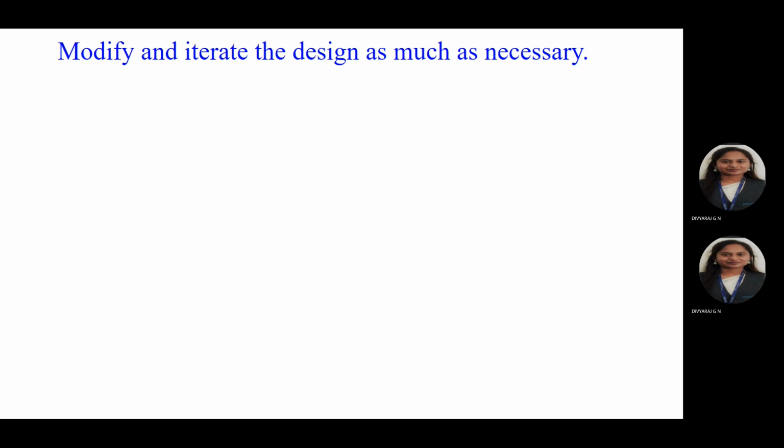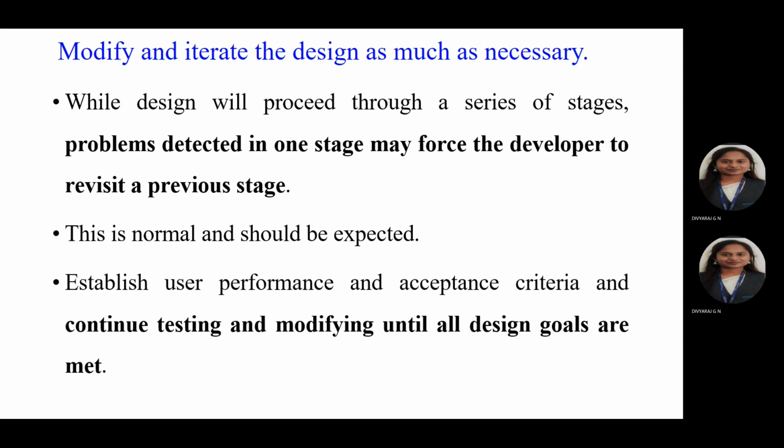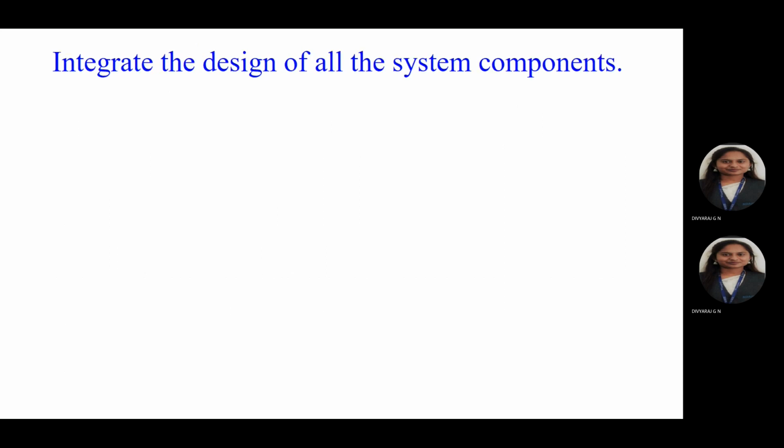Modify and iterate the design as much as necessary. While design will proceed through a series of stages, problems detected in one stage may force the developer to revisit a previous stage. This is normal and should be expected. And establish user performance and acceptance criteria, and continue testing and modifying until all design goals are met.